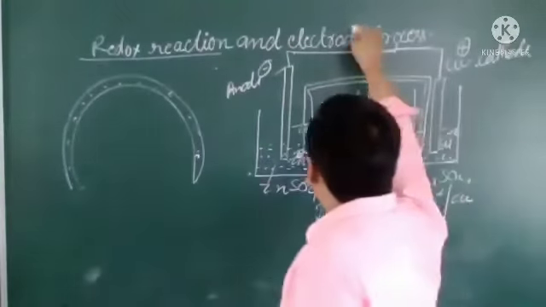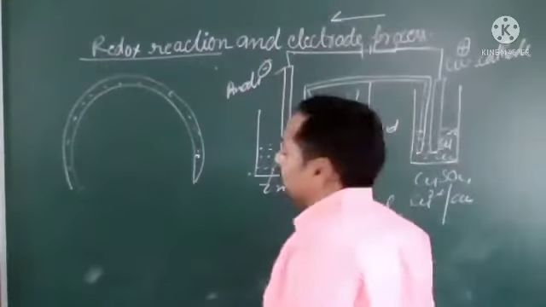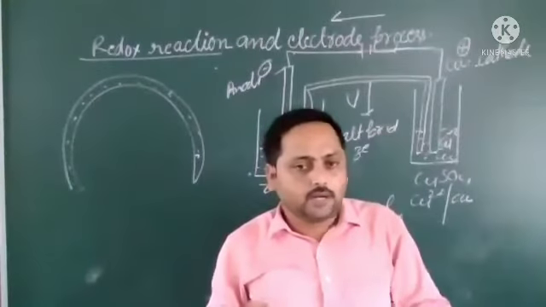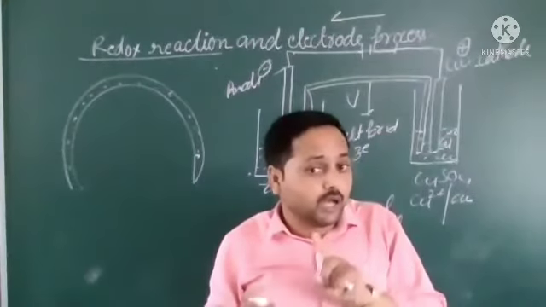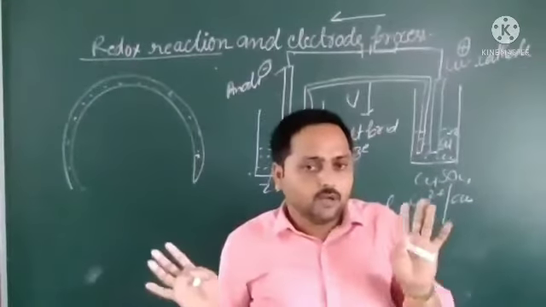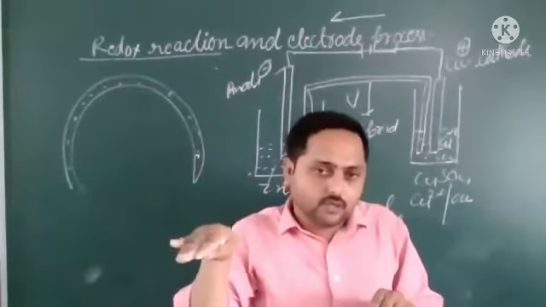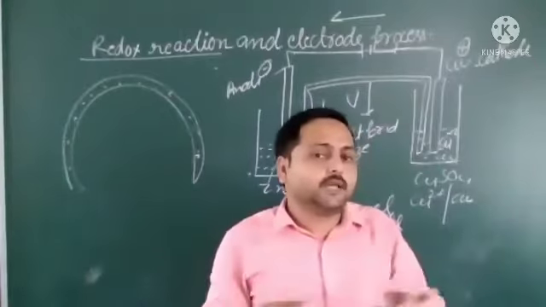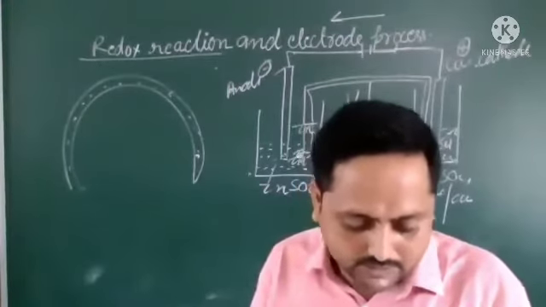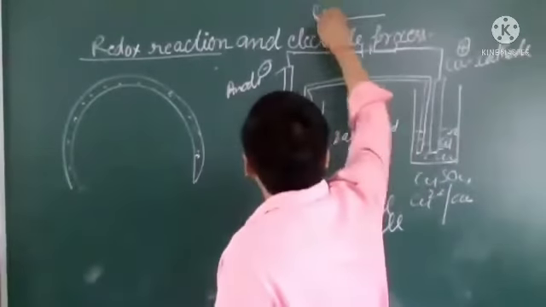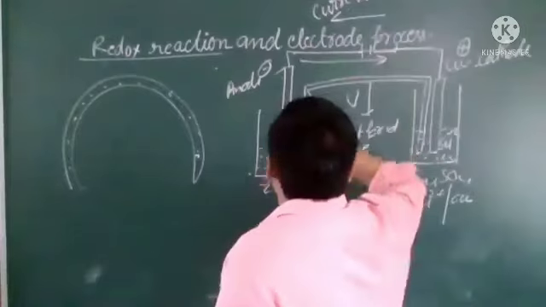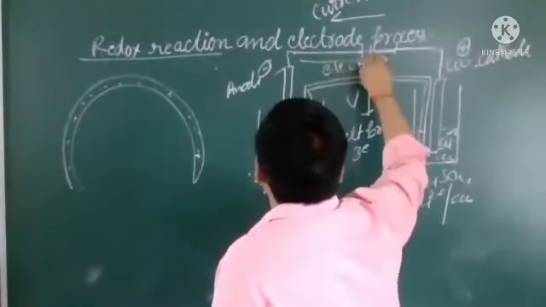One more point for all of us: you might know the direction of flow of current is just opposite to the direction of flow of electrons. So what is the direction of current? Opposite will be the direction of flow of electrons. Here, if current is flowing this way, electrons will flow that way.